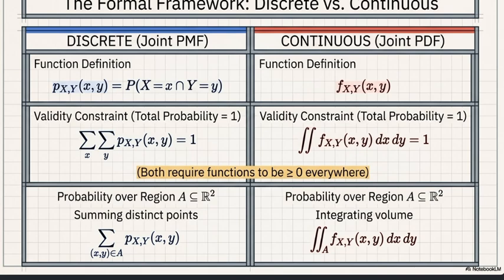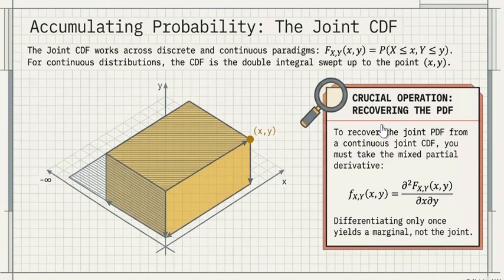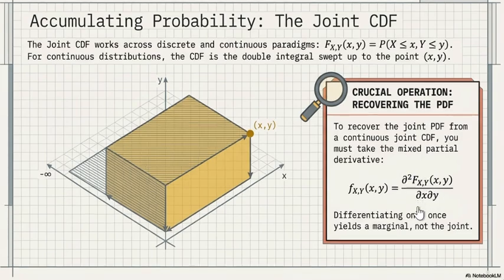Now, moving forward, one more thing is the joint CDF. It works for both discrete and continuous, so remember that also. Here's the formula. For continuous, we do a double integration, from minus infinity to x and the second integration from minus infinity to y. For recovering the PDF, we do double differentiation as shown here, first with respect to y, then with respect to x.